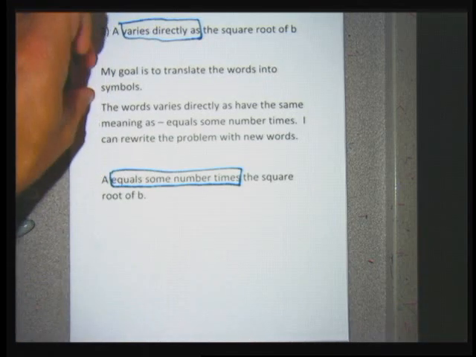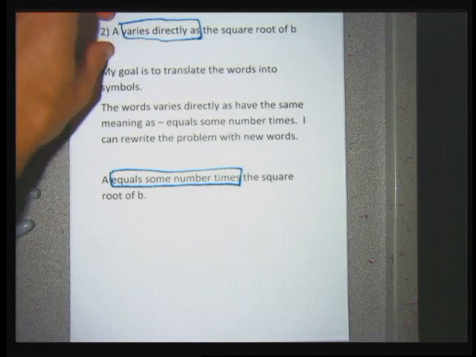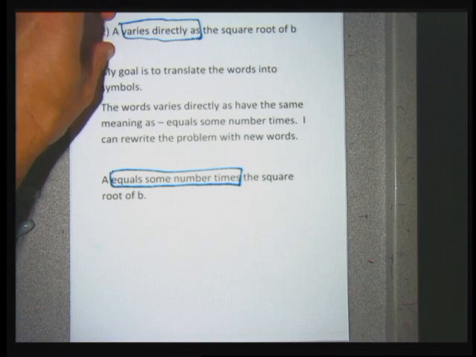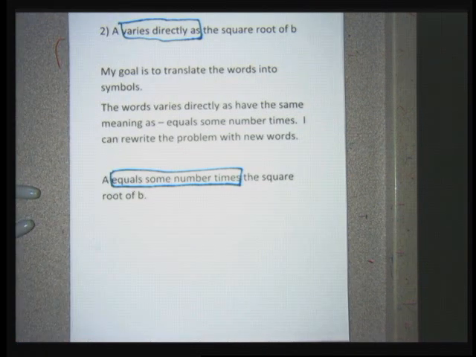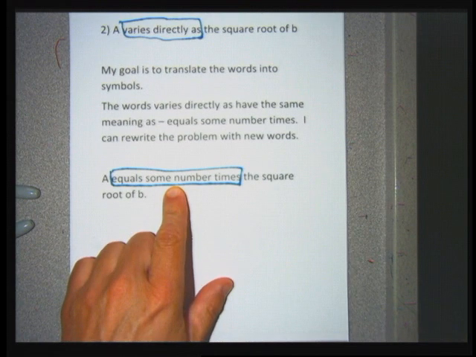My goal is to translate the statement into words. The way the statement is written, it makes it hard for me to translate the statements into words. I took the words varies directly, and because I know varies directly relates to multiplication, I dumped out the words varies directly and put in something that's equivalent to varies directly.